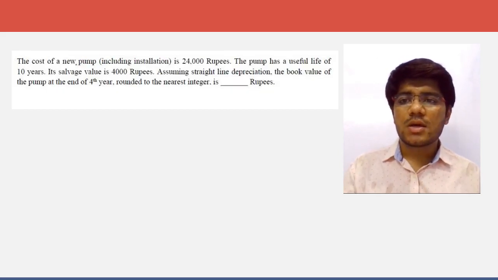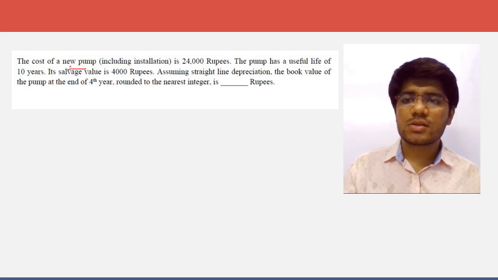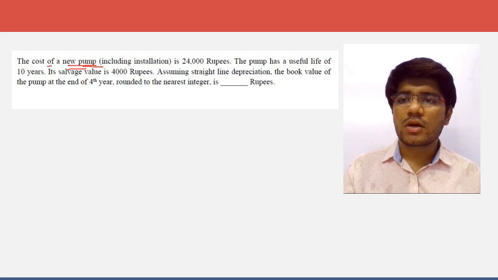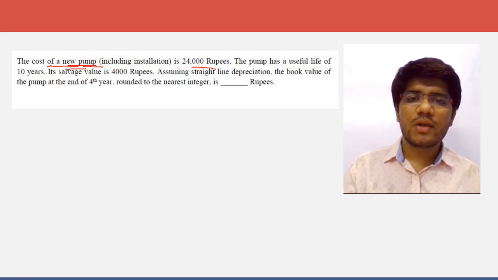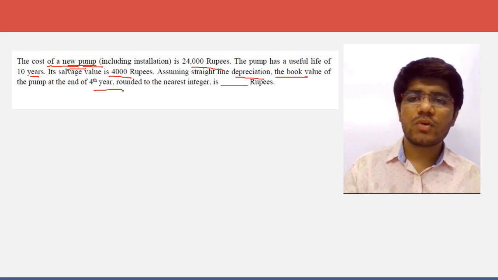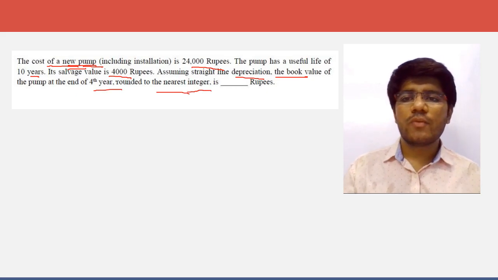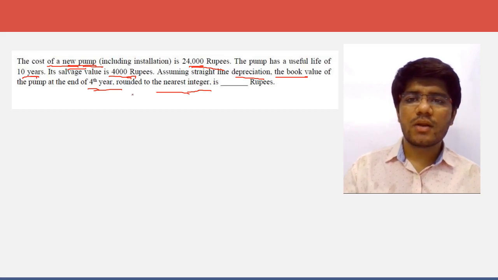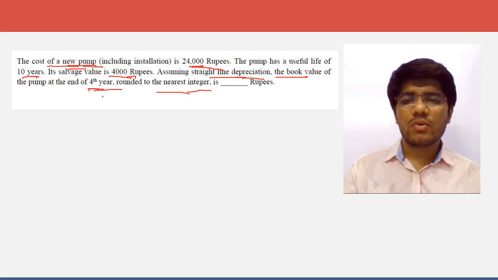Now the next topic is the cost of a new pump. Again, sorry, this is a question for process design and economics. The cost of a new pump is 24,000. The pump has a useful life of 10 years. Salvage value is 4,000. Assuming straight line depreciation, the book value of the pump at the end of 4 years, rounded to the nearest integer, is. So we are given the cost of the new pump as 24,000, salvage value and useful life are given, depreciation is given as straight line, and after 4 years what will be its value, it is asked.